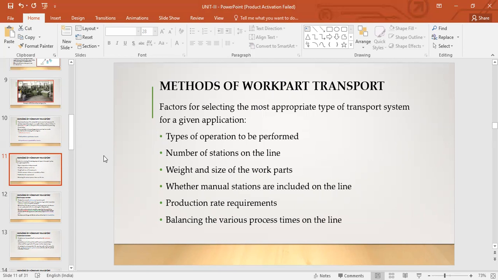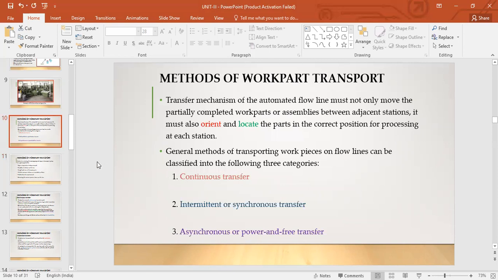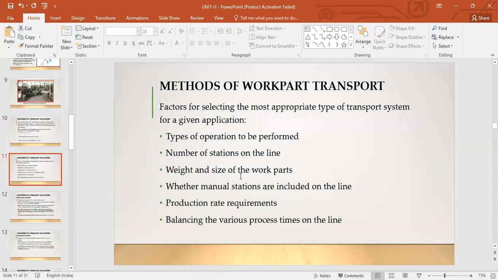Weight and size of the work parts even matter, because in continuous transfer we have this problem that you have to continuously move it, it cannot stop. If for example you are using it for a product like a beverage, your cool drinks, it will be filled while they are moving. If the same kind of continuous transfer is used for bulky products, then you have to take into account the inertia also. So weight and size of the work parts also matter while selecting that.